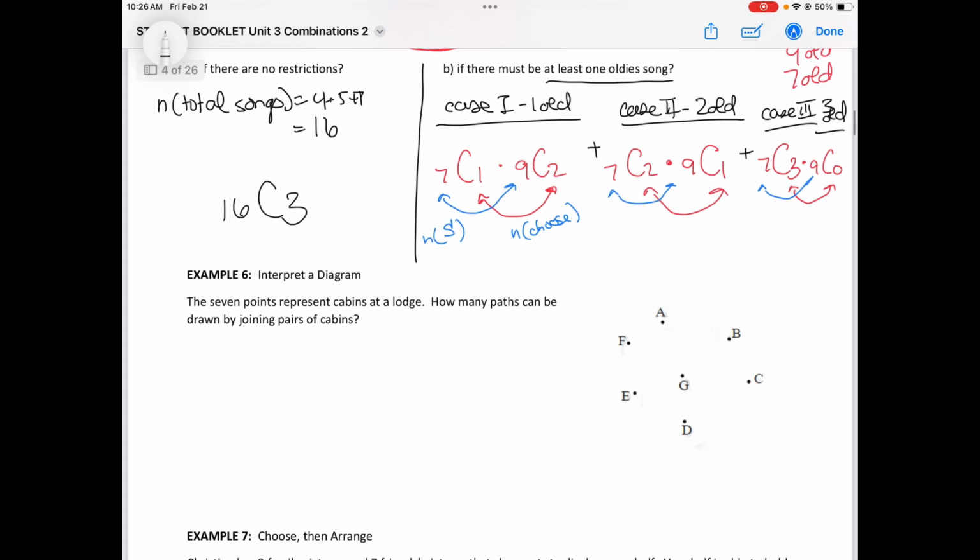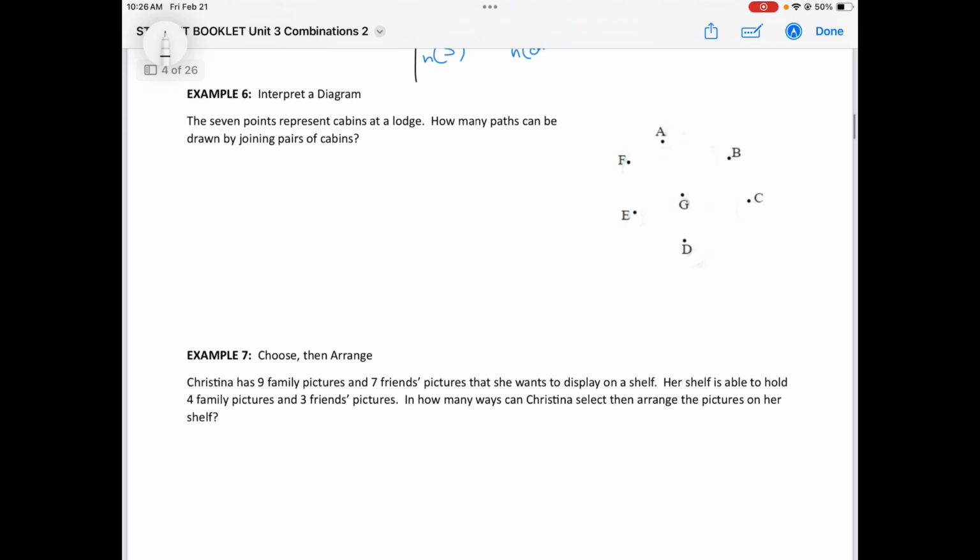All right. 2 more questions. Interpret a diagram. 7 points represent cabins at a lodge. How many paths can be drawn by joining pairs of cabins? So, pairs are 2. That's what a pair is. We have to join 2 of these cabins in order to get a pathway or a road. We can't join A to itself. So we can join it to B, C, D, E, F, and G.